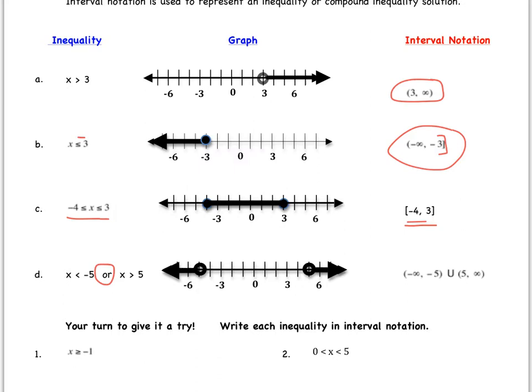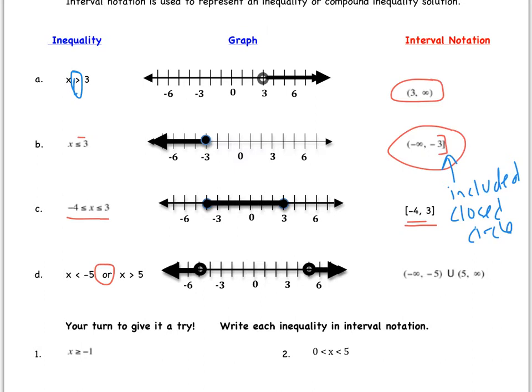Okay, anytime that you have a bracket, that is included. What I mean by included is a closed circle. So anytime you have an equal to, where you have a closed circle, you're going to have a bracket. In the case of the first inequality, I just have greater than, not greater than or equal to. That's why I have a parenthesis on the 3. Second one, though, where you have a closed circle on the negative 3, that's where it's a bracket.